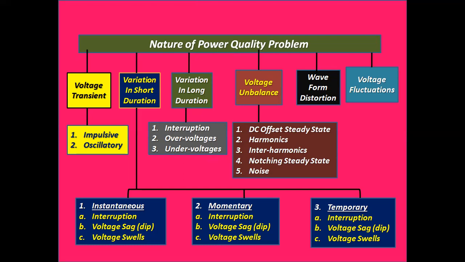Variation in long duration, same thing: interruptions, voltage over voltages, under voltages. Voltage unbalance, DC offset, steady state, harmonics, interharmonics, notching, steady state, noise. And the other two are waveform distortion and voltage fluctuations.